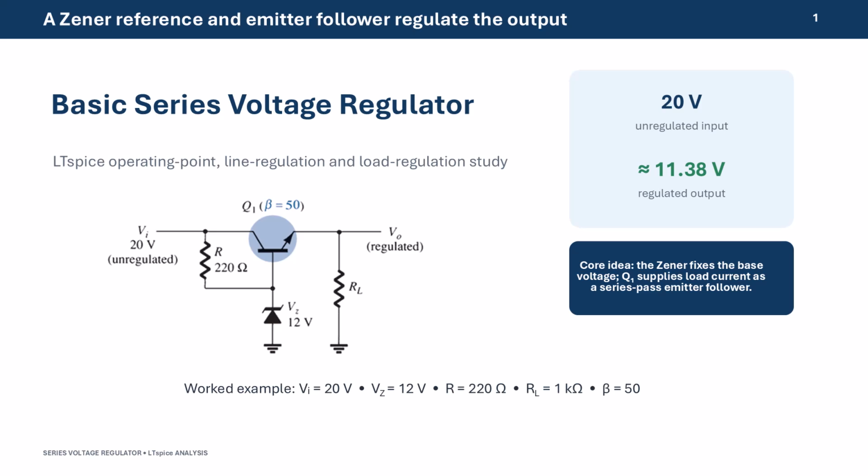We will compare this hand estimate with the simulated operating point and then test whether the output remains stable when the input voltage or the load changes. These two tests are called line regulation and load regulation.